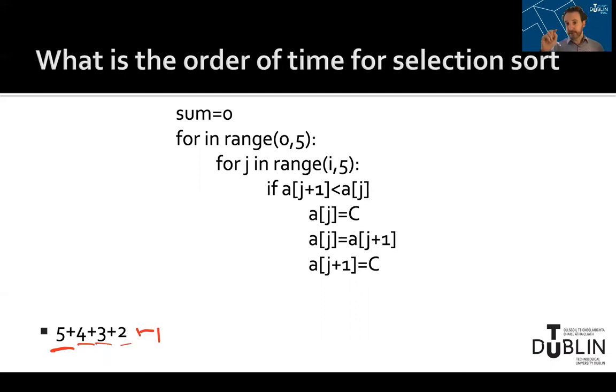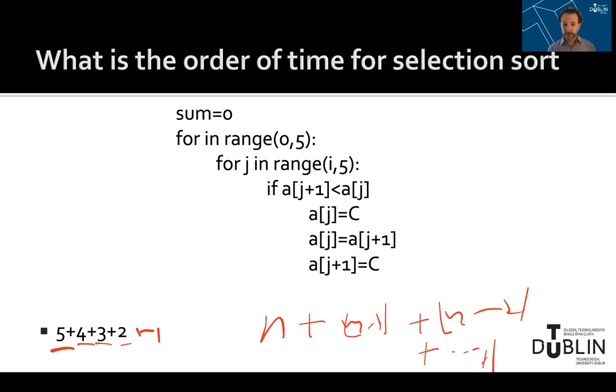But what we have here is something that's summing up and diminishing. So this is length n, it goes n plus n minus one, plus n minus two, all the way down to one. So every time you sort a number into place, you reduce the size of the list.